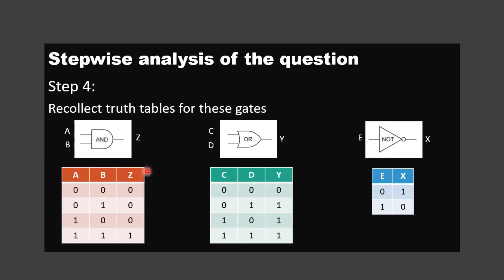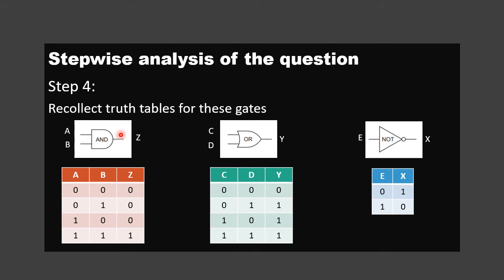In step number 4, we will be recollecting these truth tables from the previous lesson. So we'll be having the AND, OR, as we know that there are two ANDs and one OR in this statement. And just to be safe, we'll be learning the NOT as well. As we know that NOT gate might be useful to convert a 0 into a 1 and a 1 into 0 as and when necessary. So let's look at the AND gate.